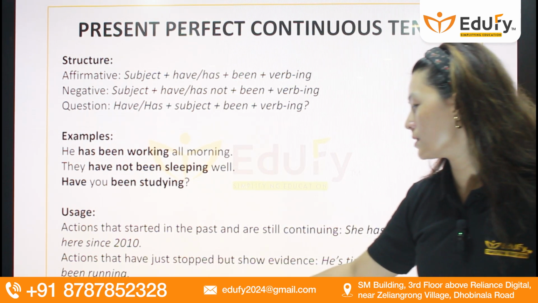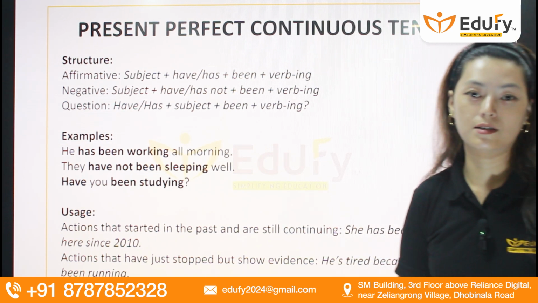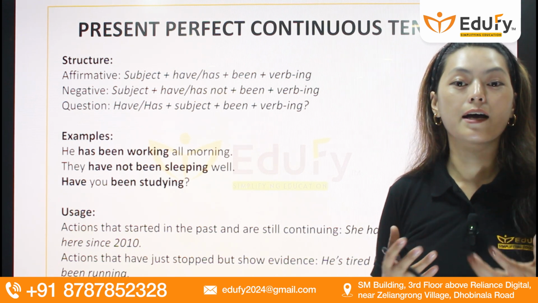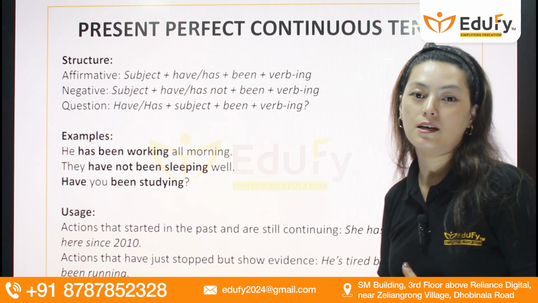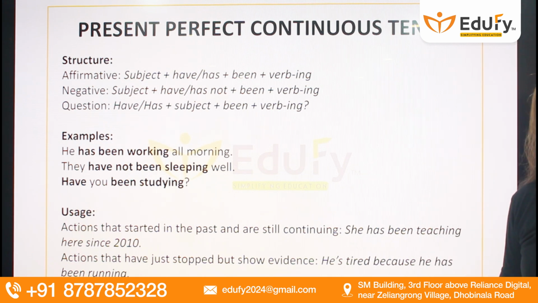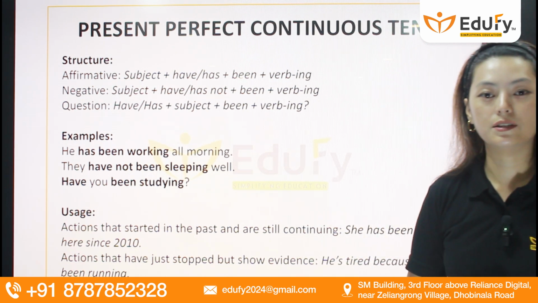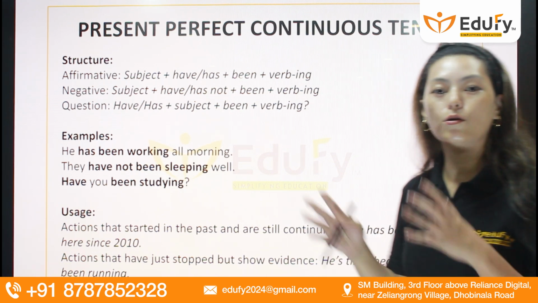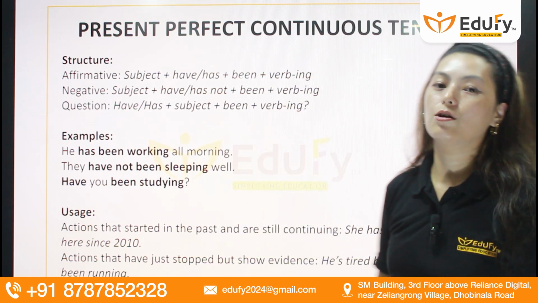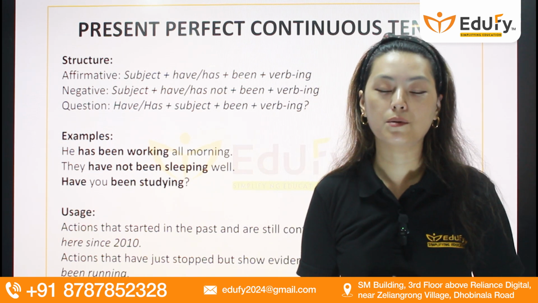For example, sentences such as, we have been waiting for hours. This one shows what? Emphasis on the time limit. How many hours have we been waiting for? We have been waiting for hours. So this one shows the present perfect continuous tense. So if you understand all these basic examples and all the basic structures of the tenses, it will be very easy for you to identify the various forms of present tense.